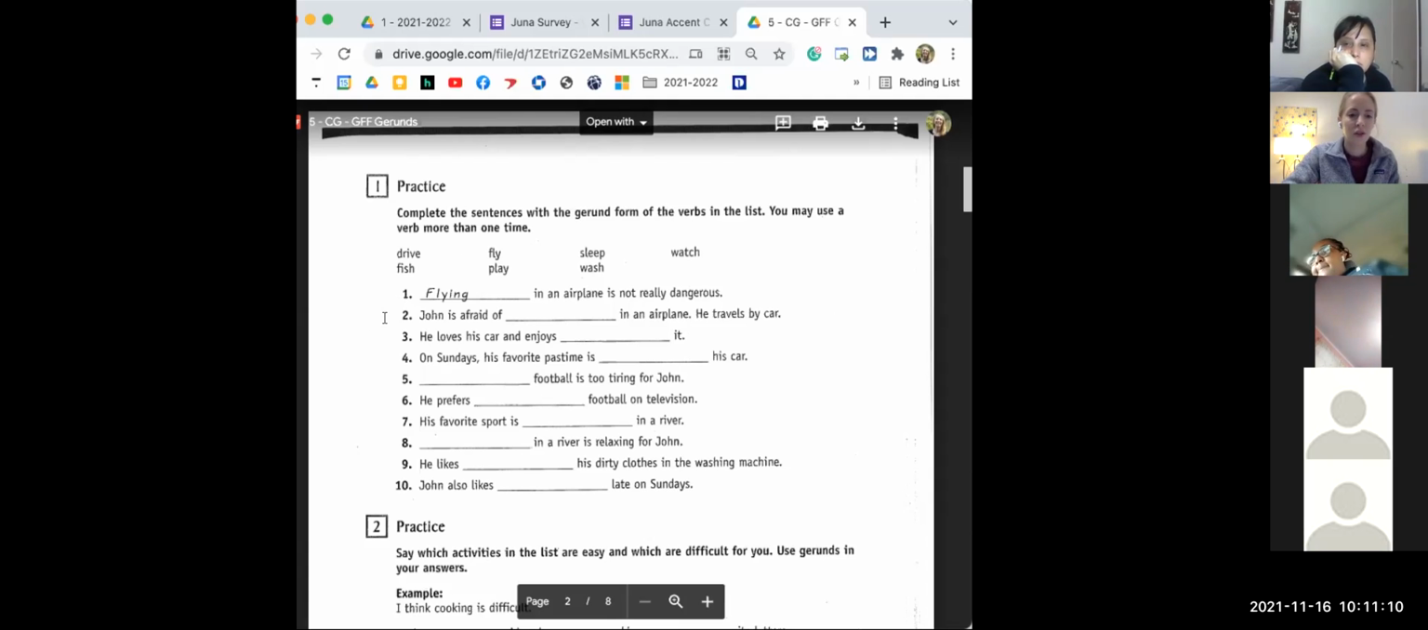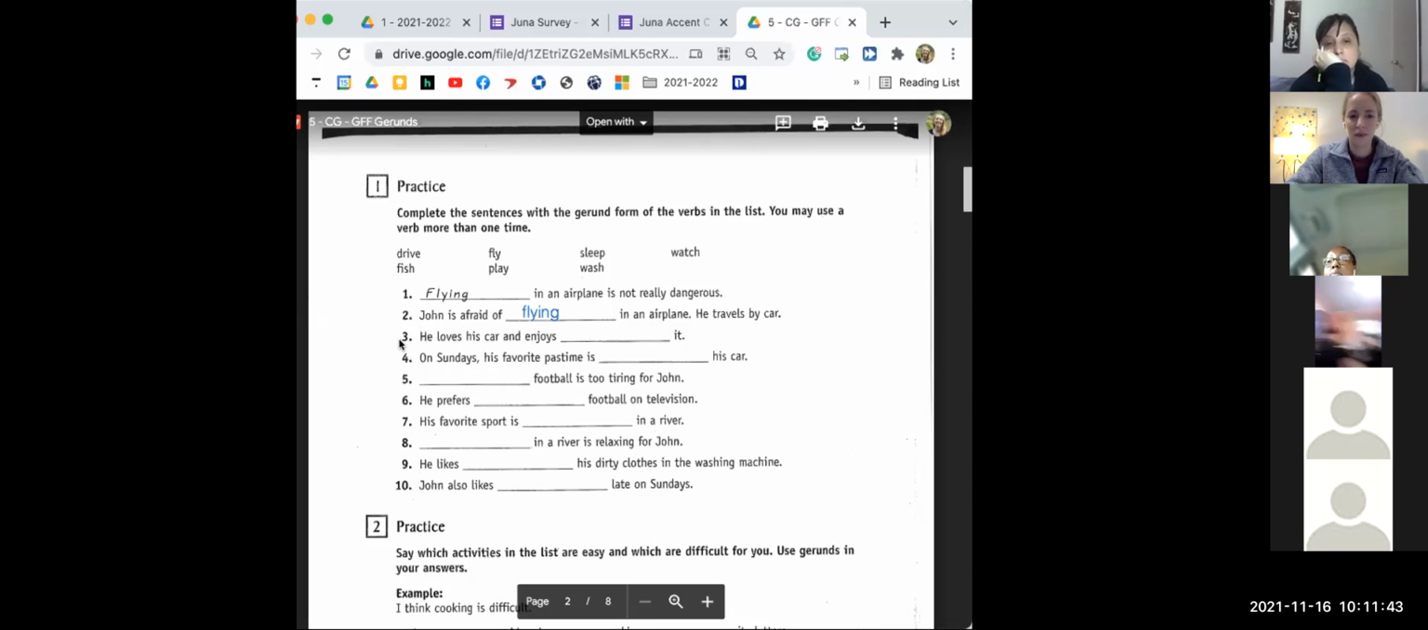Number 2, John is afraid of flying in an airplane. He travels by car. In sentence number 1, flying is the subject coming at the beginning and ahead of the verb. And in sentence number 2, it is the object of the verb is. Oh, it's the object of the preposition of, afraid of.